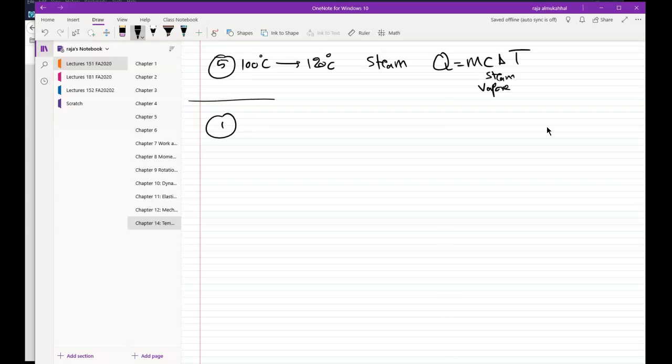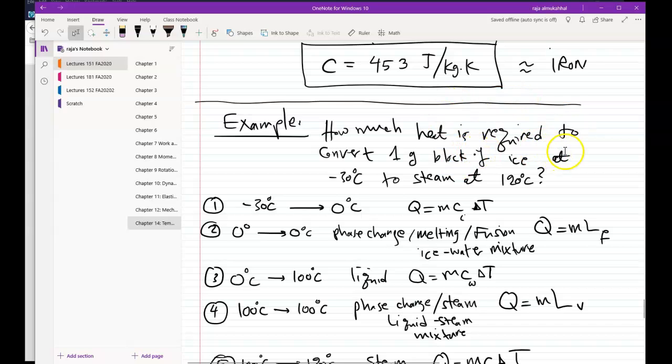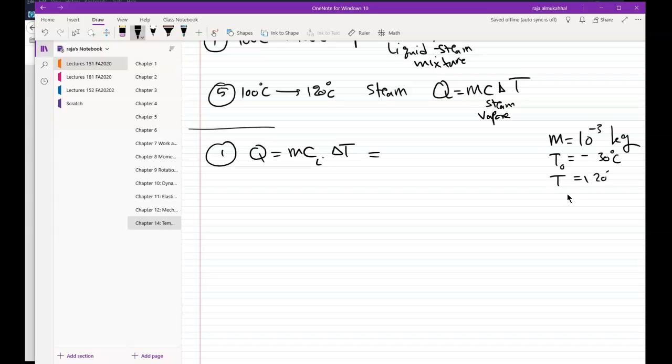So the first step is Q equals mc ice delta T. Let's write down what's given to us. Here, he said how much heat is required to convert 1 gram. So the mass here is 10 to the negative 3 kilogram, right? Of ice at negative 30 to 120, all right? So here I have the mass, 10 to the negative 3 kilogram. Initial temperature, of course, is negative 30 degrees Celsius. And the final temperature is 120 degrees Celsius. This is the data that he gives us.